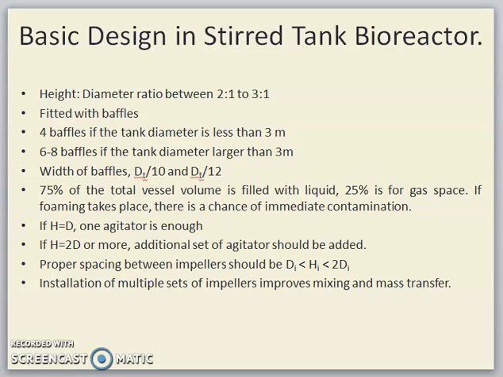Okay, so for proper spacing between impellers, impeller to impeller, the diameter of the impeller should be less than the height between impellers, which is less than 2 times the diameter of the impeller. You need to have spacing between impeller to impeller also. The installation of multiple sets of impellers will improve the mixing and mass transfer in the fermenter.